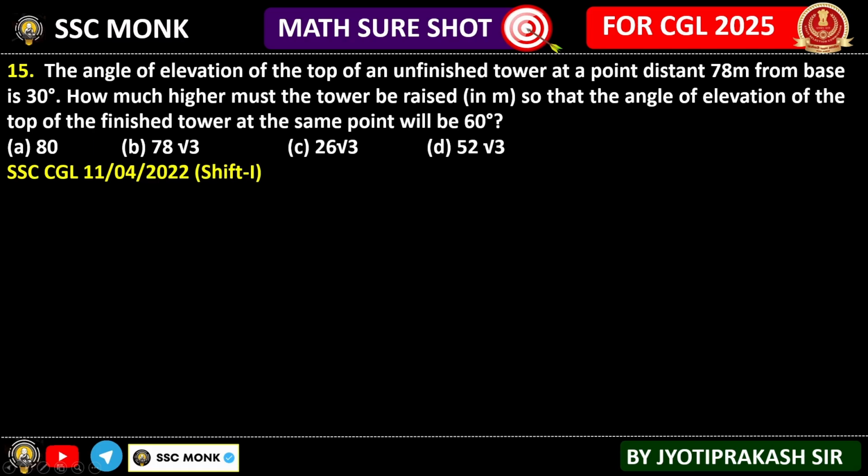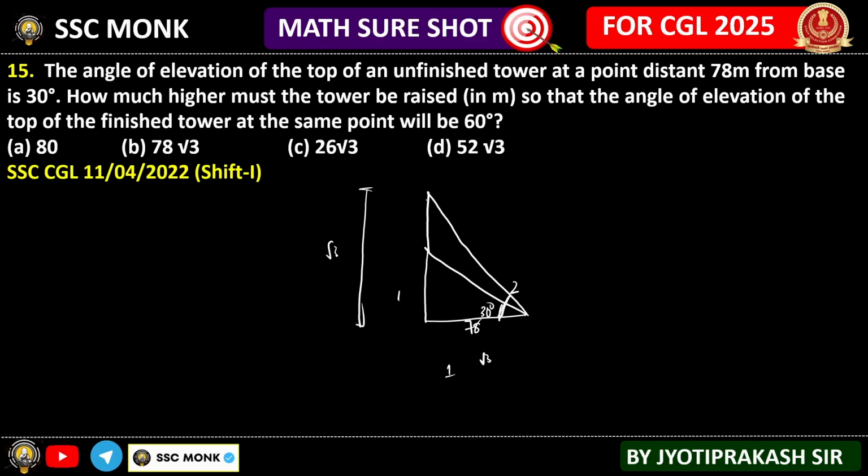Next, the angle of elevation of top of an unfinished tower at a point 78 meter from the base is 30 degree. How much higher must the tower be raised so that the angle of elevation of the top of the finished tower at the same point will be 60 degree? Now see, this was a tower, this was the base, this point distance 78 meter. Now this angle of elevation was what? 30 degree. That means this is 1, this is root 3, this is 2. Now it wants this tower to be increased in height, and this total elevation now will be 60 degree. Now when this will be 60 degree, this total part will be 1, this total part will be root 3, and this will be 2.